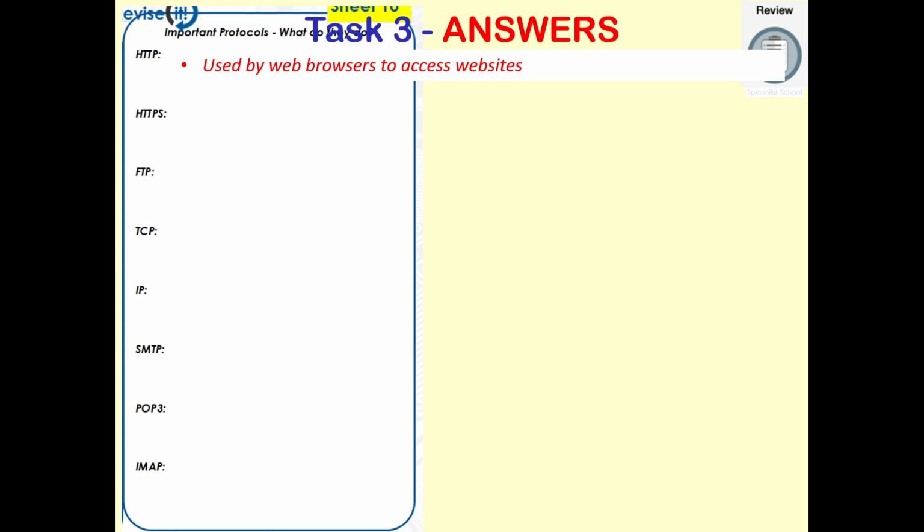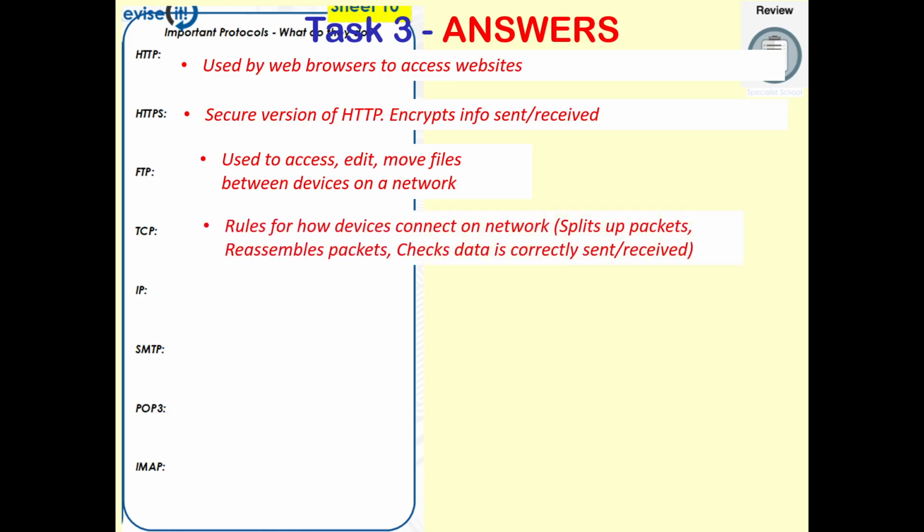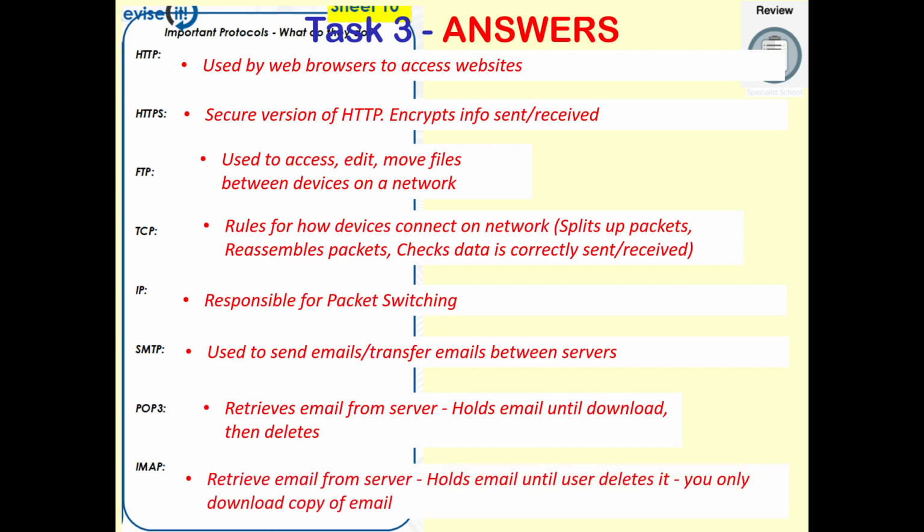HTTP, used by web browsers to access websites. HTTPS, secure version of HTTP, encrypts all the data. FTP, used to access or move files between devices. TCP is the rules of how devices connect on the network. IP is responsible for packet switching. SMTP is for sending emails between servers. POP3 retrieves it and deletes it once it's downloaded. And IMAP only downloads a copy of the email.